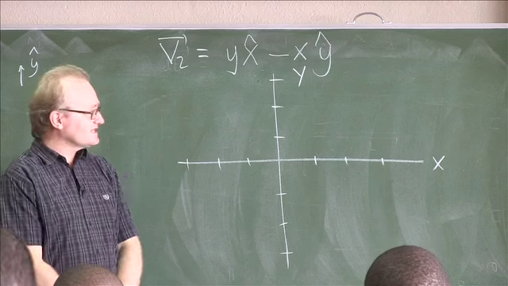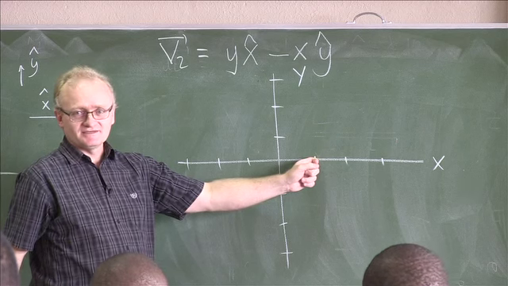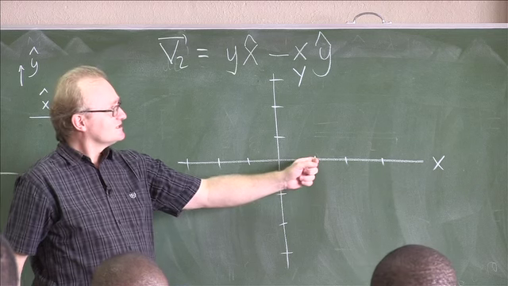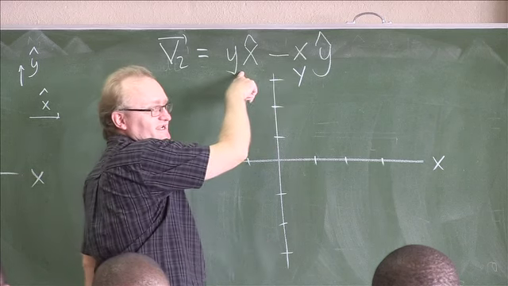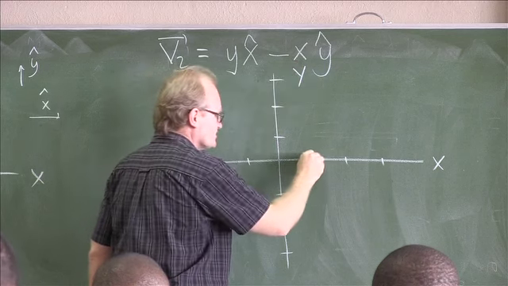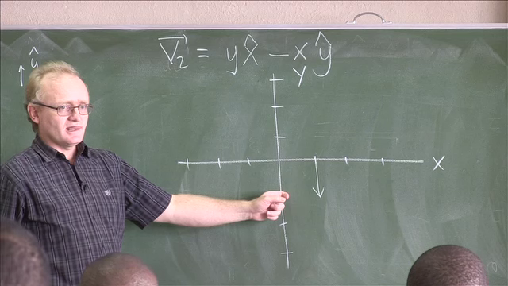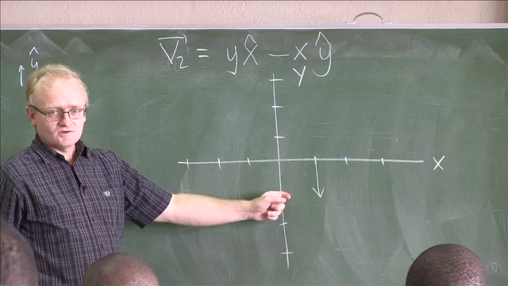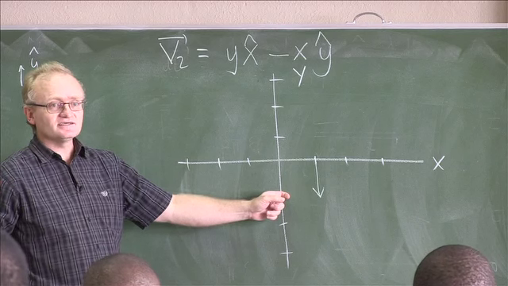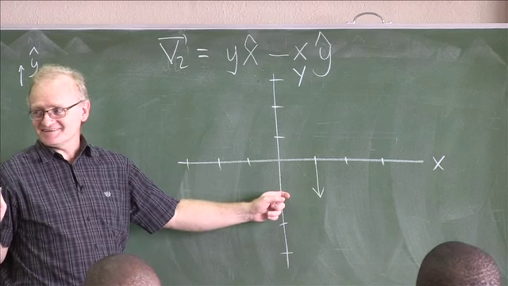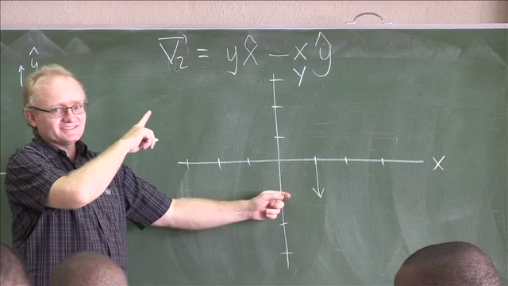Okay, can anyone tell me what the field looks like at this point? x is 1. Which way does it point? Up? At x is 1, it points? Down. Because y is 0, x is 1, so it's minus y hat. Good. Down. What about here? y is minus 1, x is? What is x? x is 0, y is minus 1. It's minus x hat.